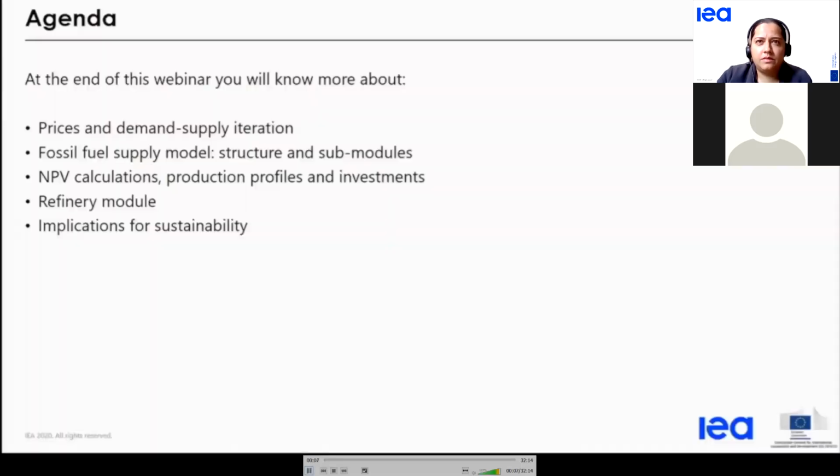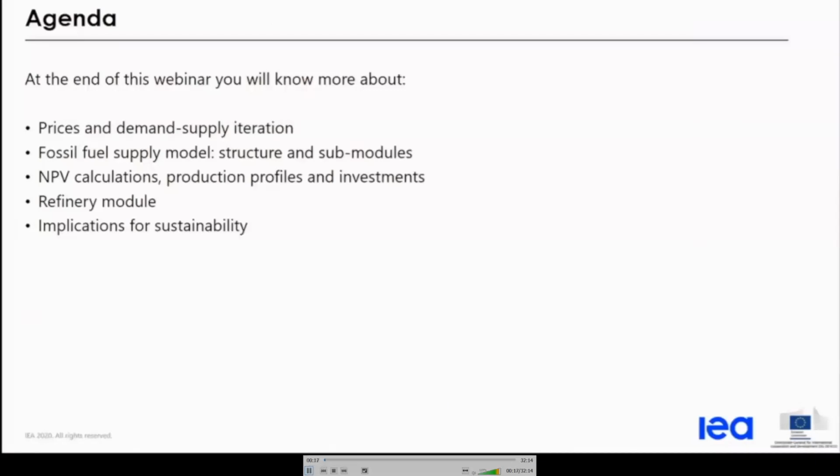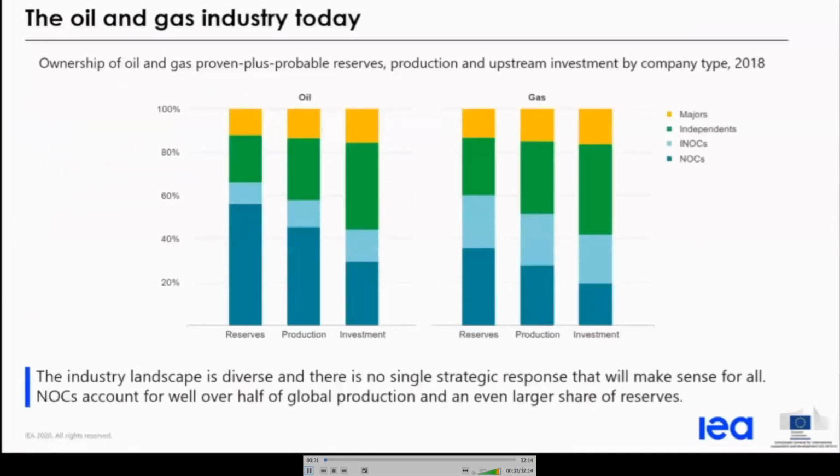Hello and welcome to this subsection as we talk through supply modeling, and specifically fossil fuel supply modeling, in the IEA's World Energy Supply Model. In the course of this first section, we're going to detail more information and background on the prices and demand supply iterations that we go through in the model. We will step through first taking a look at the current picture of the oil and gas industry today.